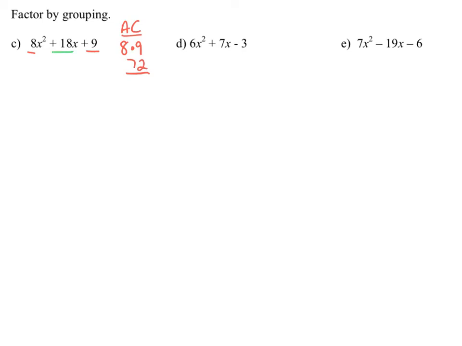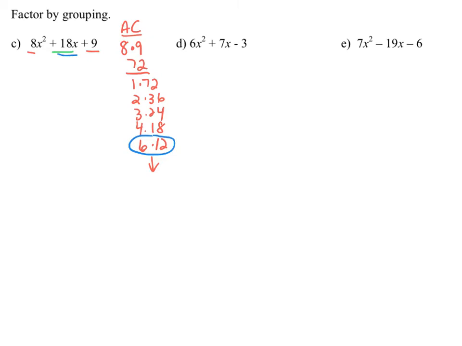72 has a lot of pairs of factors, so we're going to list them out. We can start with 1 times 72, 2 times 36, 3 times 24, 4 times 18, 6 times 12. Okay, I'm going to actually stop right there. Even though there are more pairs of factors, I want to find the pair that will add up to that middle term of 18x. And 6 and 12, if you add them together, will give you 18.